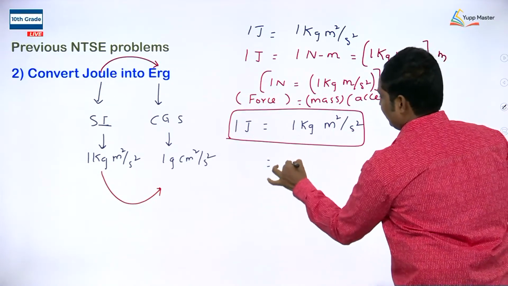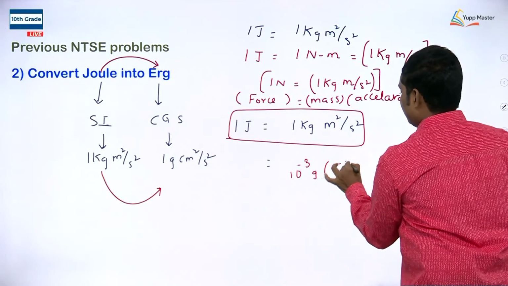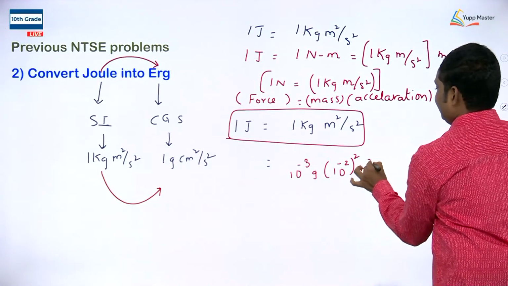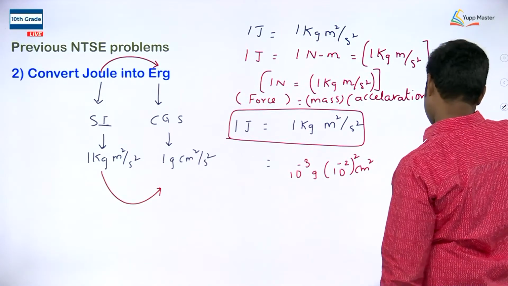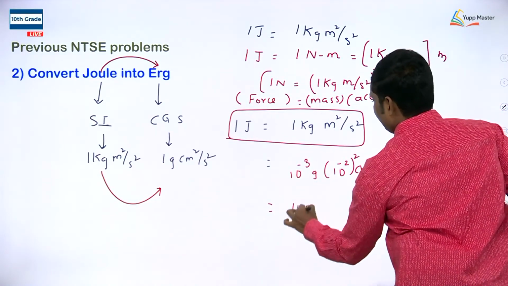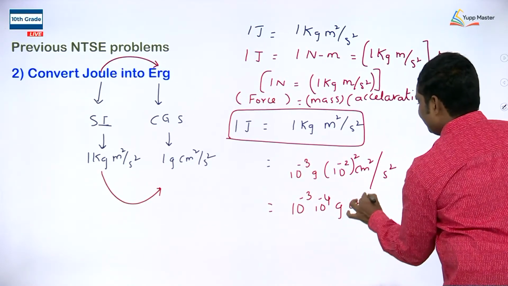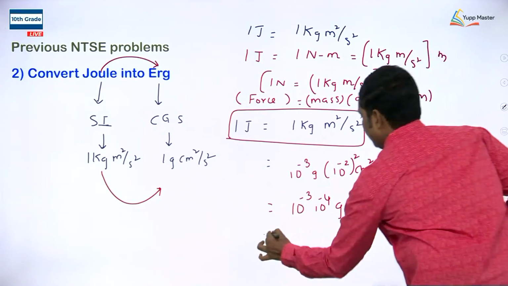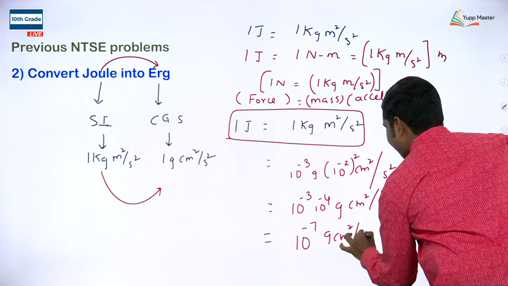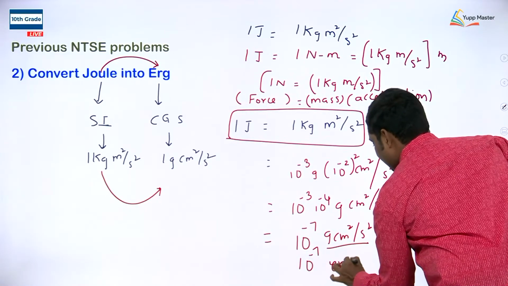Just convert that 10 to the power of minus 3 grams into 10 to the power of minus 2 whole square centimeter square, just take that and second square. Now you can take that 10 power minus 3, 10 power minus 4 grams centimeter square second square. That is very clear, 10 to the power of minus 7 g. So, 10 to the power of minus 7, just you have to get that erg.